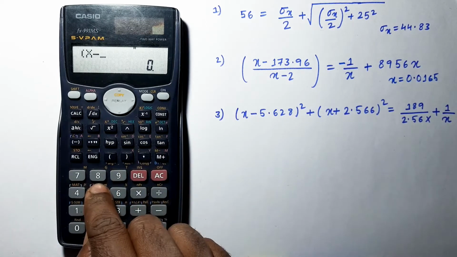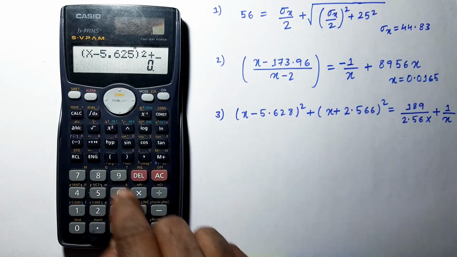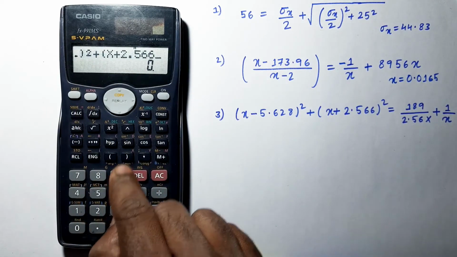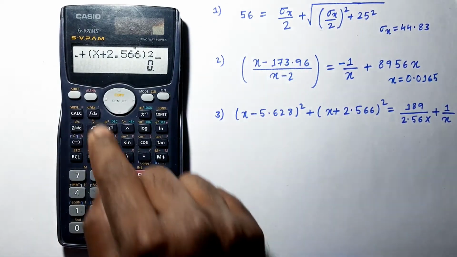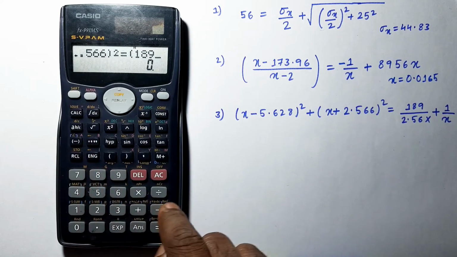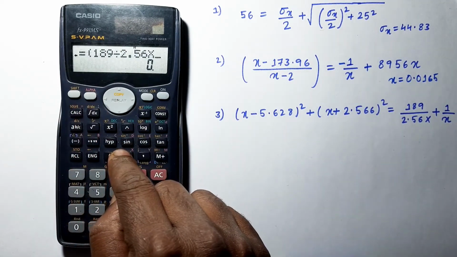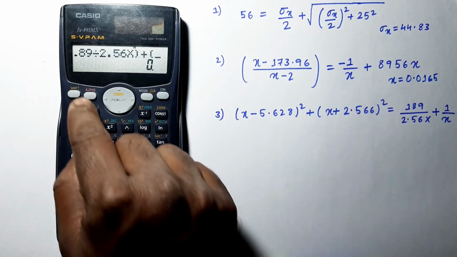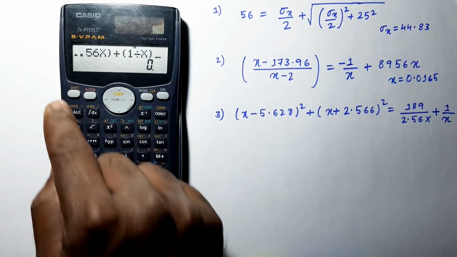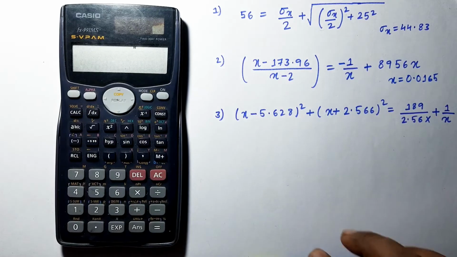X minus 5.628 square plus x plus 2.566 whole square, which is equal to 189 divided by 2.56x plus 1 by x. Now press shift and calculate. Again shift and calculate.